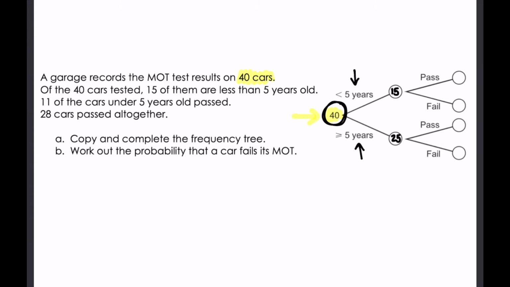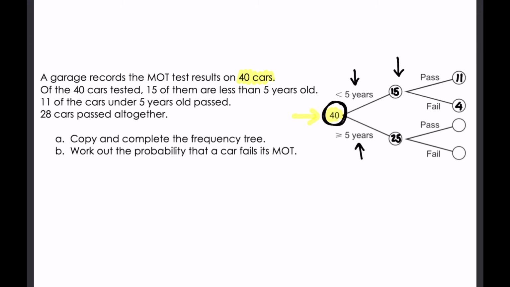Then they either pass or they fail. So we have 2 pieces of information here. We have less than 5 years, we have greater than 5 years, we have them passing or we have them failing their MOT tests. 11 of the cars under 5 years old passed. So I'm in the under 5 years part of my frequency tree. 15 of the cars were under 5 years, 11 of them passed, which means that 4 of them failed.